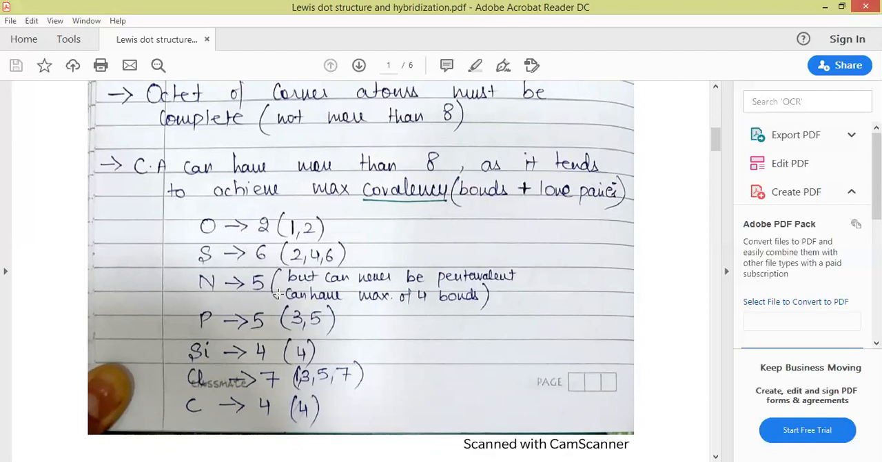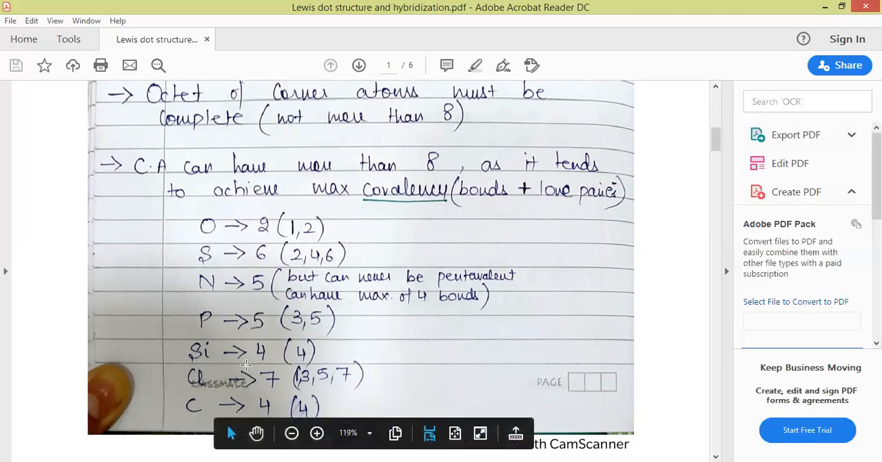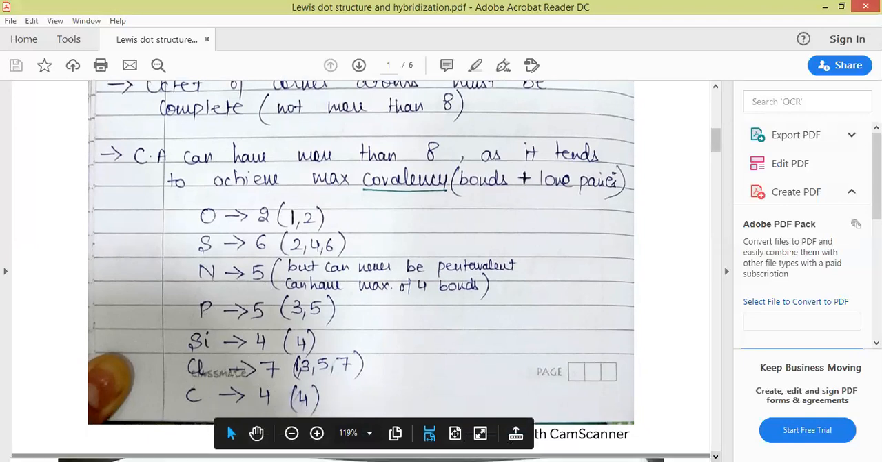Nitrogen can have a maximum covalency of 5, but it can never satisfy all of its covalency with bonds. That is, it can have a maximum of 4 bonds, plus one lone pair in addition to that. This is based upon the fact that nitrogen cannot extend its electronic configuration due to the absence of d orbitals. Phosphorus can have a maximum covalency of 5. For silicon it is 4, for fluorine it is 7, and for carbon it is 4.